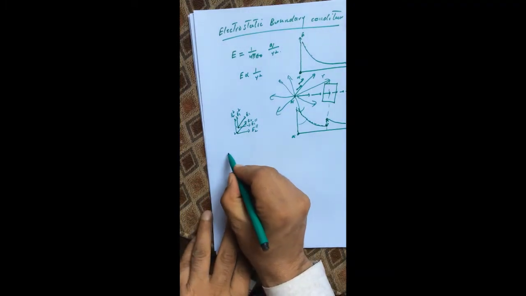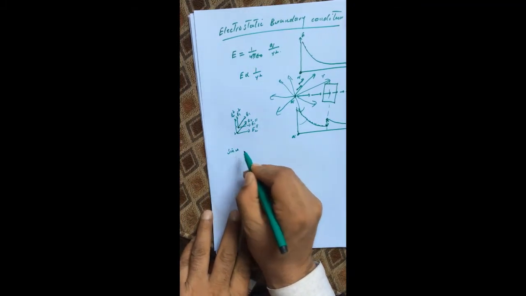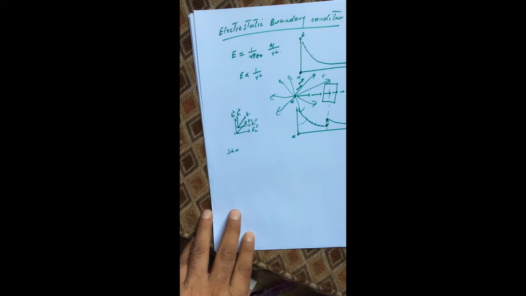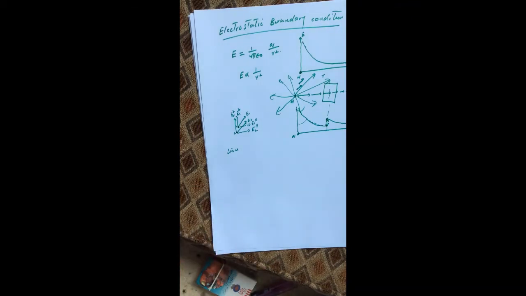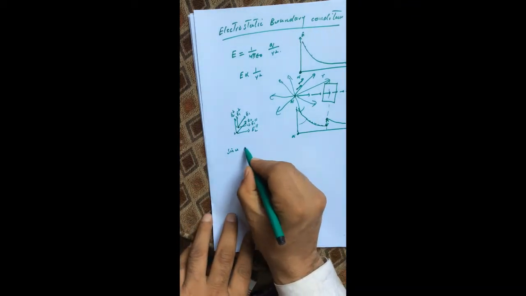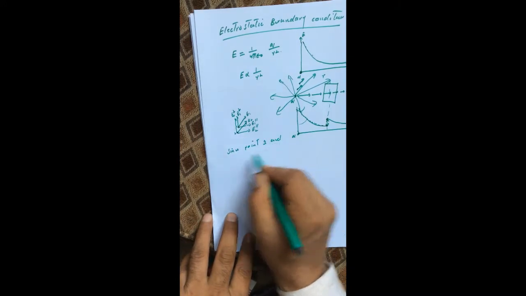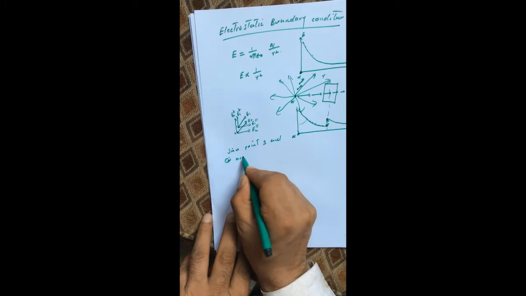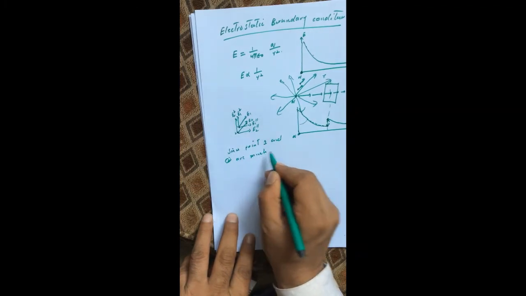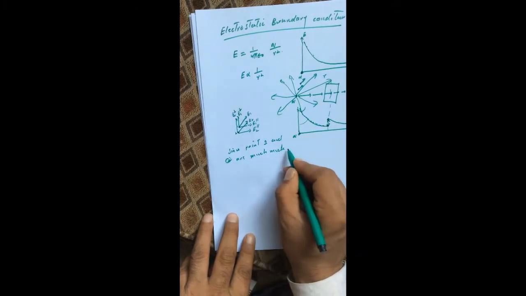Now since point 1 and point 2 are very close to each other, they are much closer to each other.